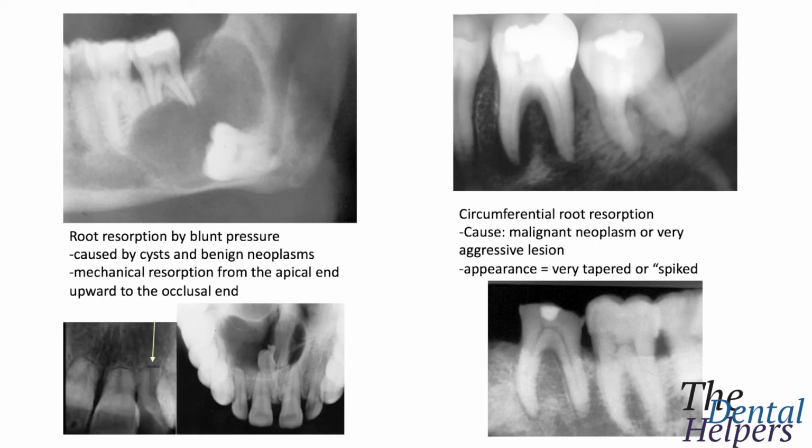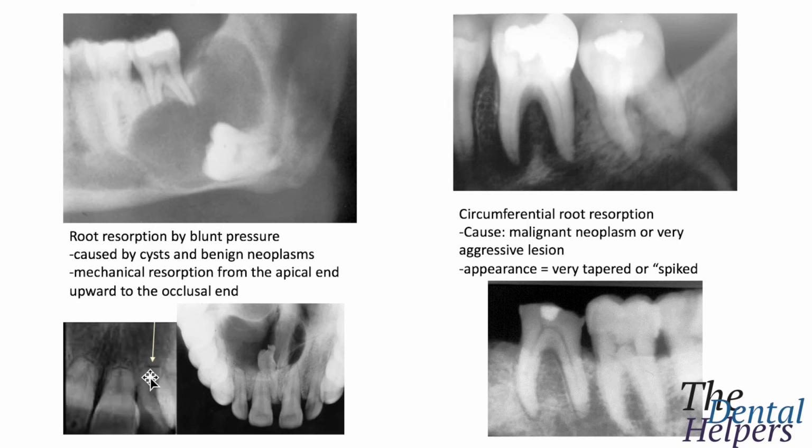This is one of those ones that you just gotta memorize. Root resorption associated with blunt pressure is going to be caused by cysts and benign neoplasias. It's going to be a mechanical response from the apical end upward to the occlusal end. So if we look at this, blunt pressure is being applied and it's acting on the root itself. We don't really care about this crown right here. But if we're looking at this, the cyst is applying pressure on these two roots and destroying the roots.